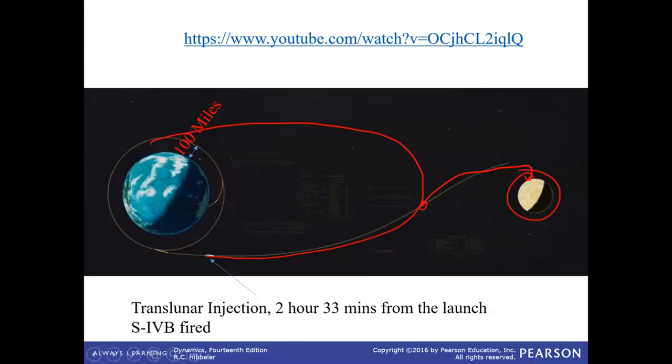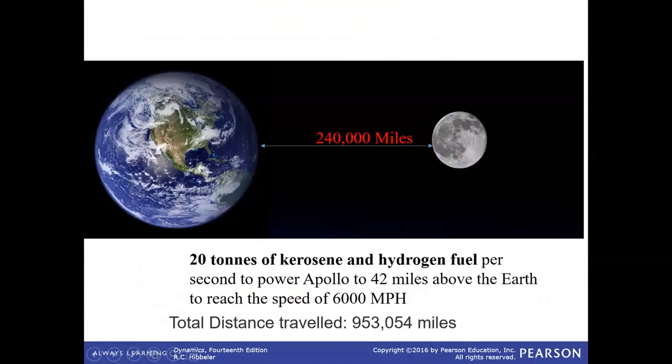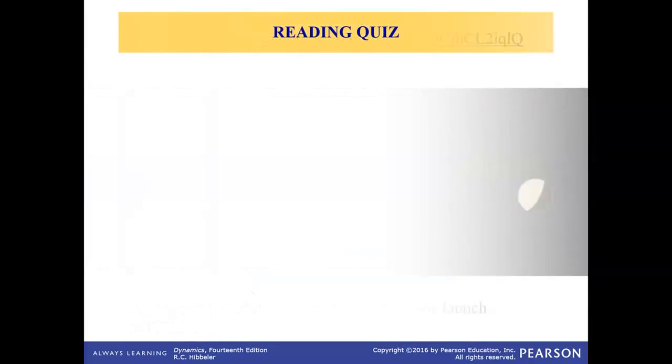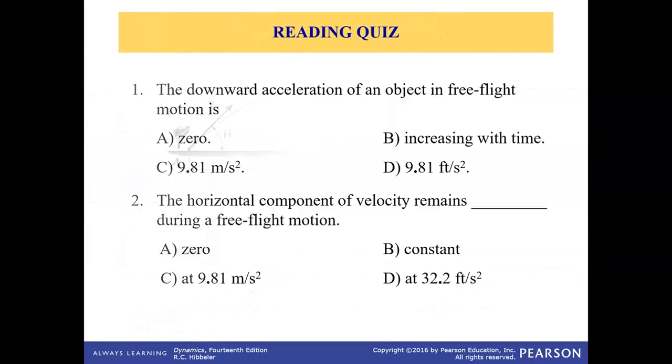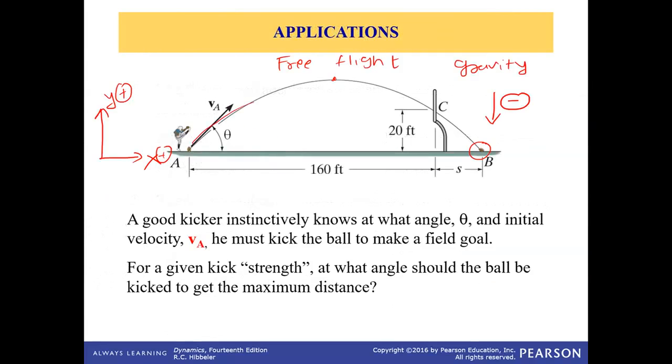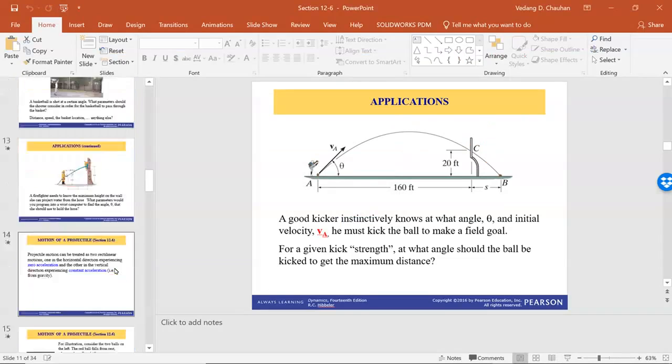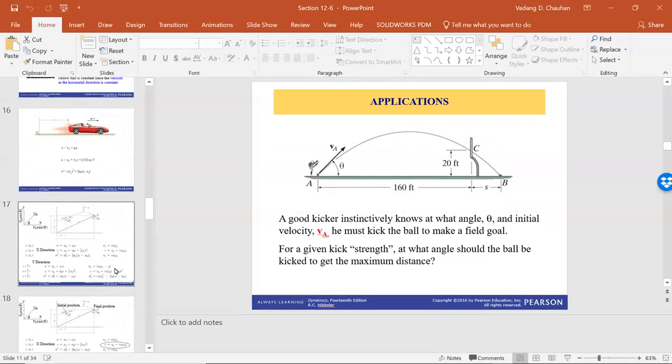So of this journey of 954 miles total distance traveled by the rocket, the actual engine of the rocket was running only for some fraction of time. For most of the time, the rocket was just traveling under the influence of gravity. So these are different applications of projectile motion. Now we will look at the equations, how this projectile motion is calculated, or how we can calculate the position or velocity of objects in projectile motion.